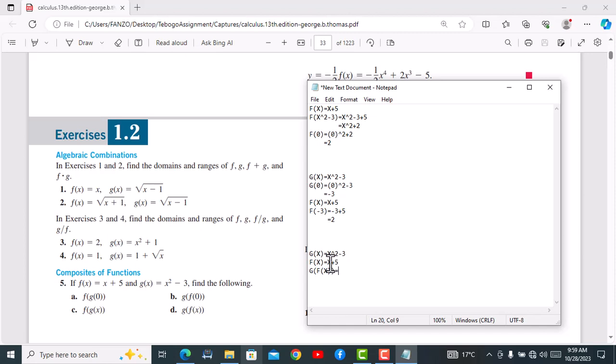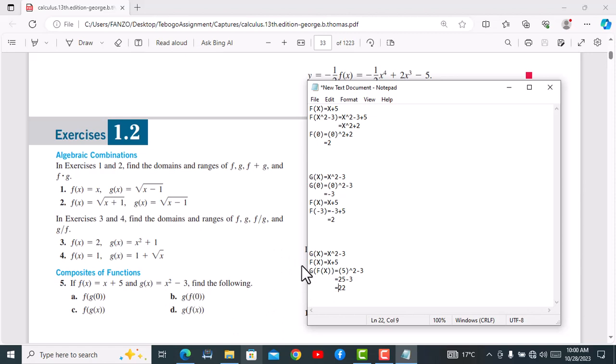So f at 0, I know this will be 5, and then I'm going to substitute 5 in g. So what I'm going to do is just to say 5 squared minus 3. So what is 5 squared? It's 25 minus 3, and the answer would be 22. So that would be the answer for that.